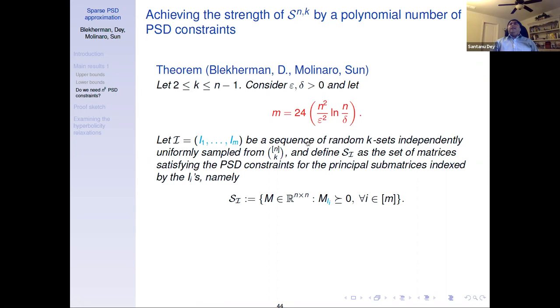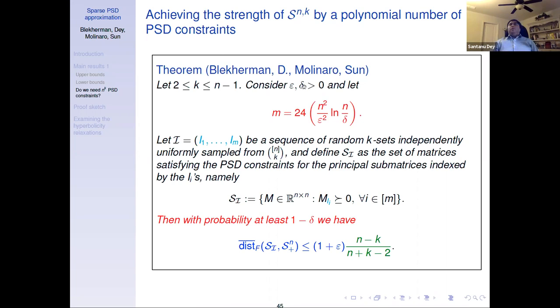Then what you can show is that with high probability, probability 1 minus delta, the distance of this random cone to S_n plus, in the same distance metric that we defined earlier, is basically no more than this green term here, which was exactly our earlier upper bound, so 1 plus epsilon times that.